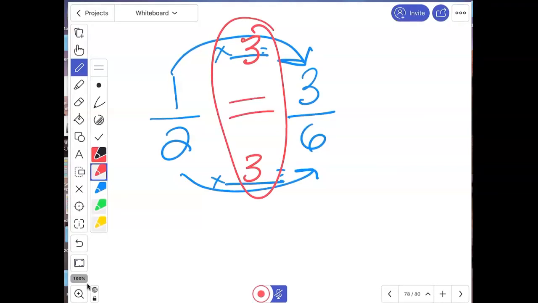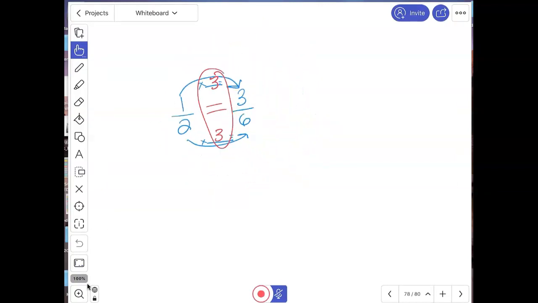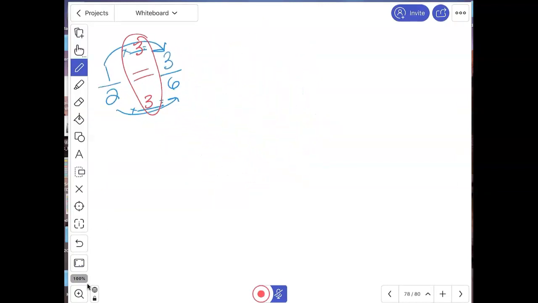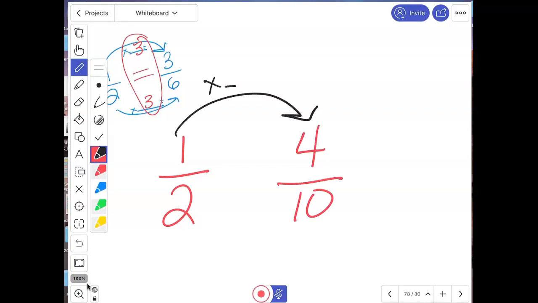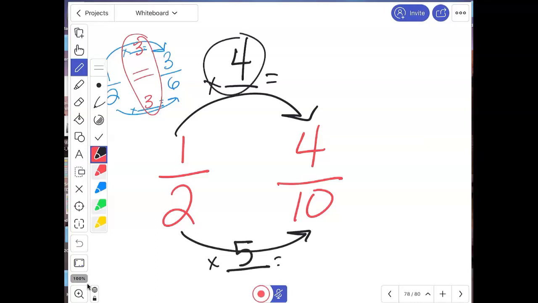Then, when I was looking at some of the others, 1/2 and 4/10, for example. So I do the same thing. 1 times what equals 4? 4. 2 times what equals 10? 5. Are these the same? No. Then this is not equivalent.